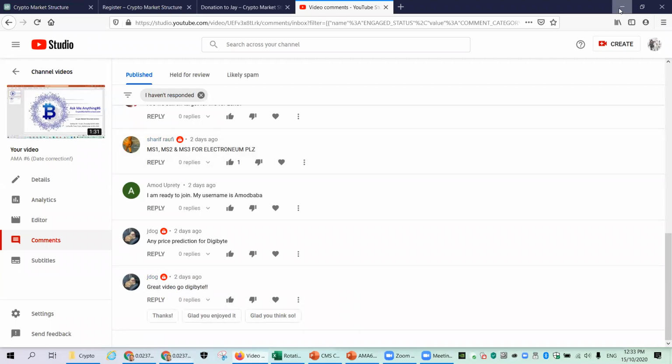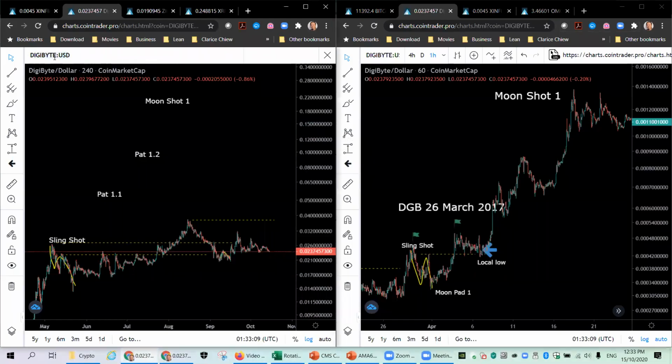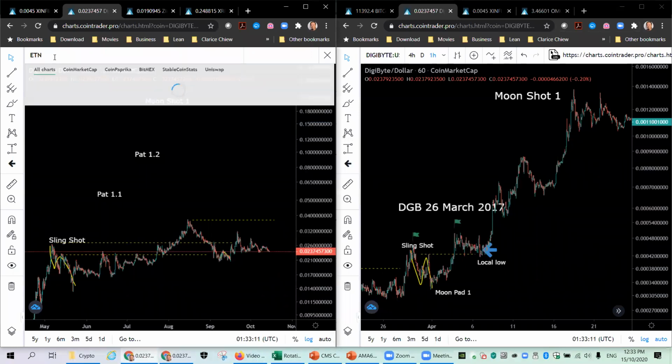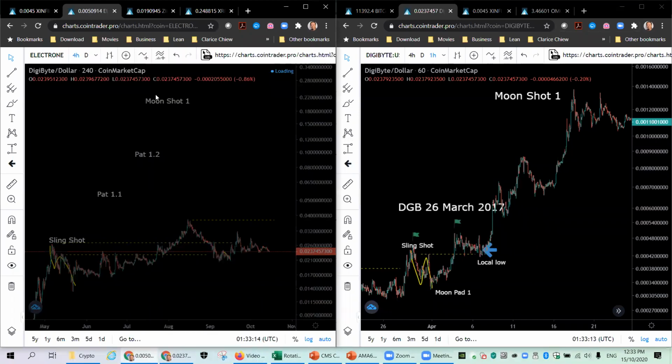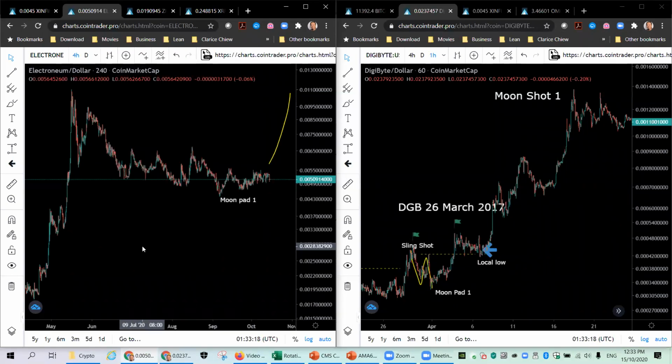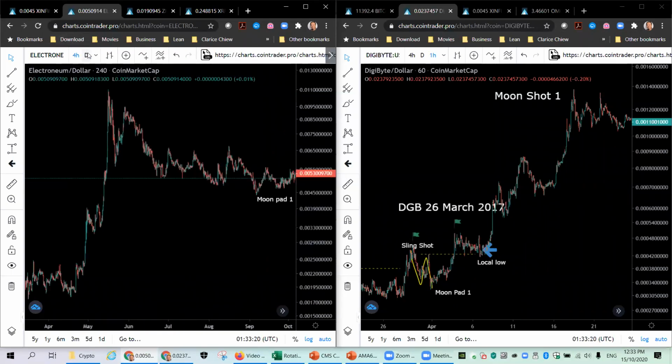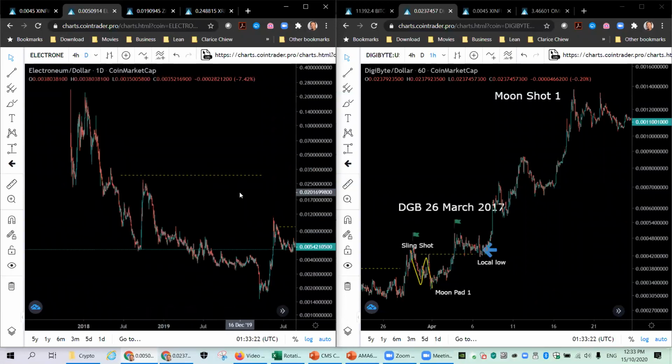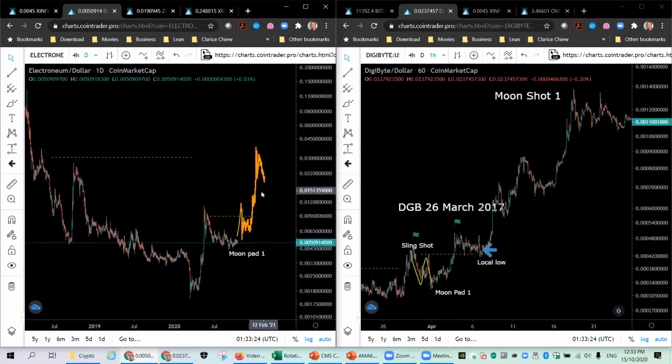ETN, just a quick one. It's not as active, ETN, but if you want to compare ETN structure, let's see. We can go to daily. So yeah, ETN will probably go up to about 3 cents, I think, on the next push up.